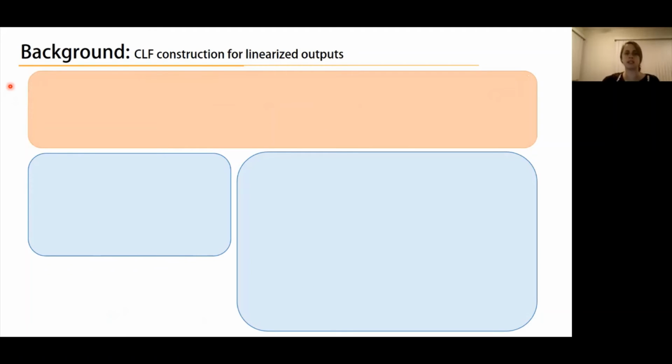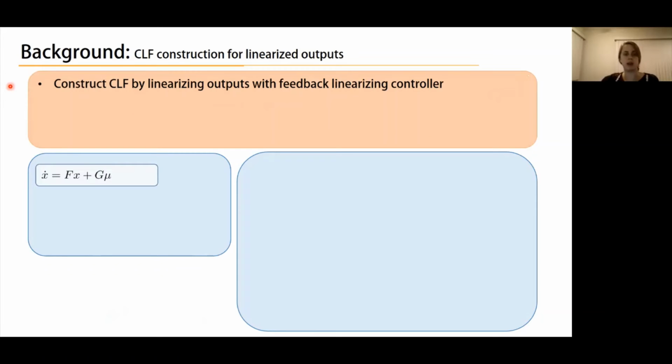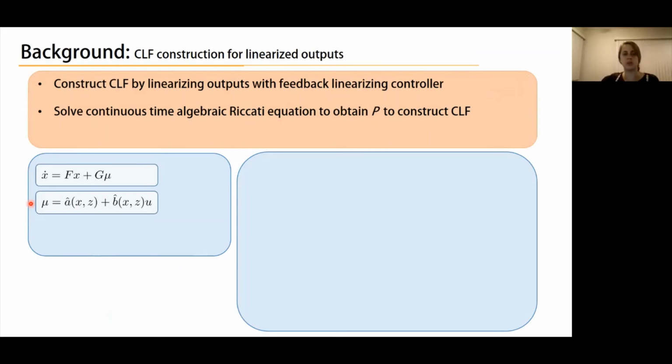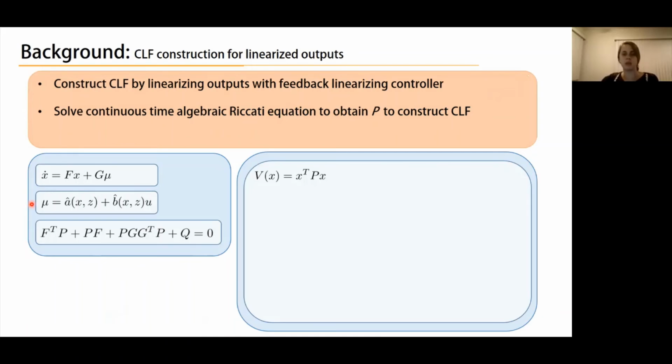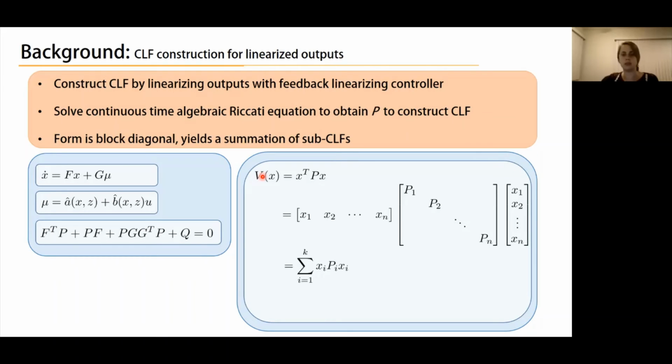To present the main idea of Theorem 2, I will give a brief overview of how we construct CLFs using a linearized output system. We linearize the outputs with the feedback linearizing controller. And then we can solve the continuous time algebraic Riccati equation to obtain P to construct our CLF. With these constructions, we obtain a block diagonal form, and this essentially yields a summation of sub-CLFs.